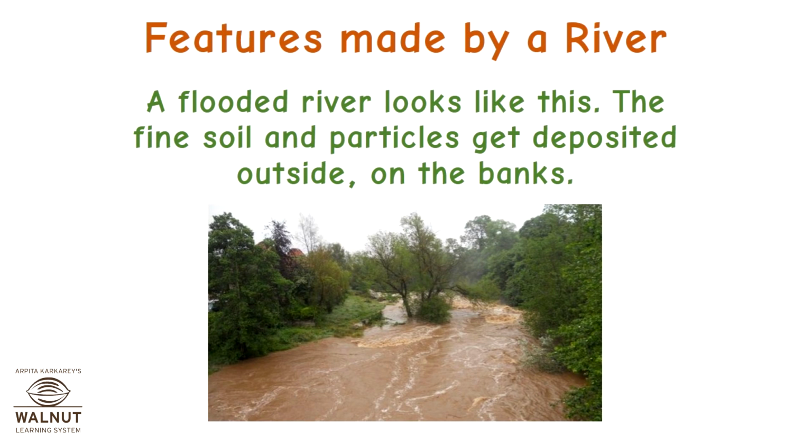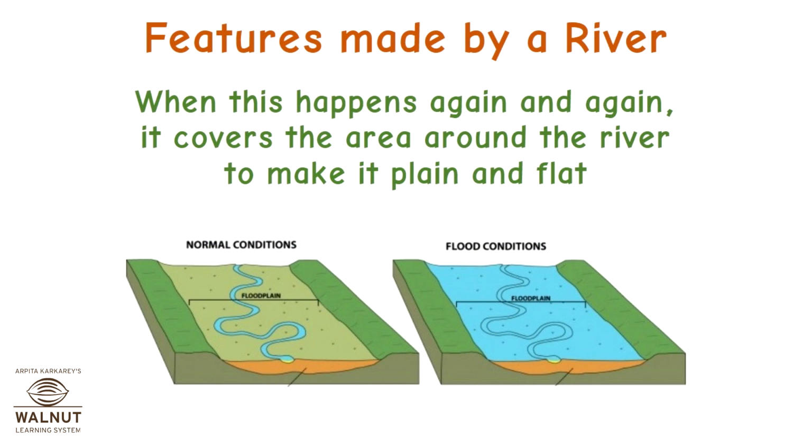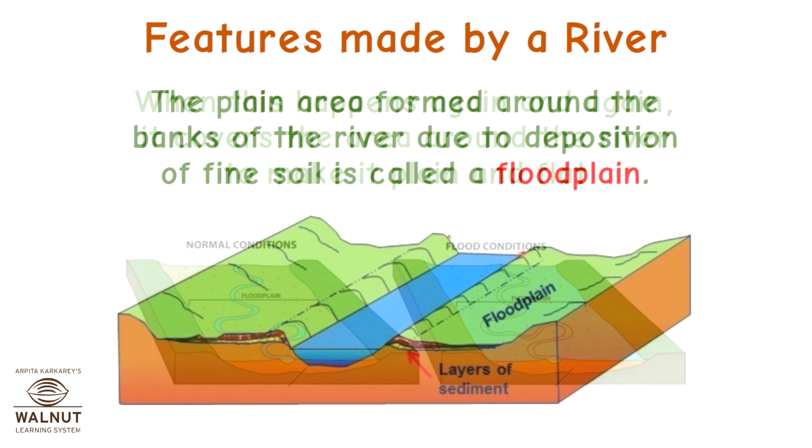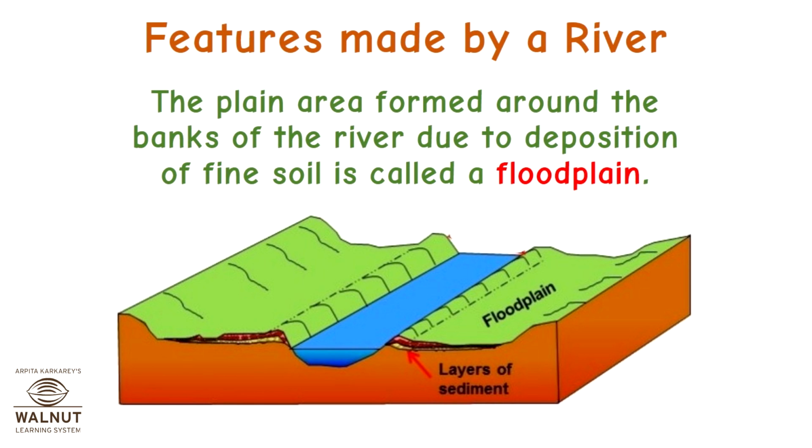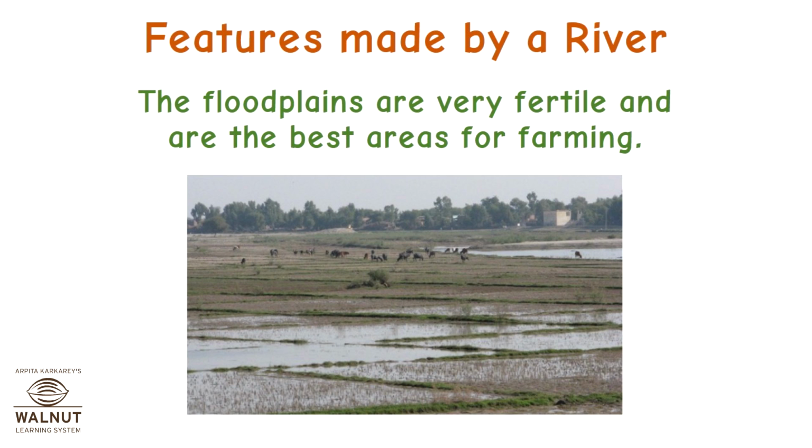The fine soil and particles get deposited outside on the banks. When this happens again and again, it covers the area around the river to make it plain and flat. The plain area formed around the banks of the river due to deposition of fine soil is called a floodplain. The floodplains are very fertile and are the best areas for farming.